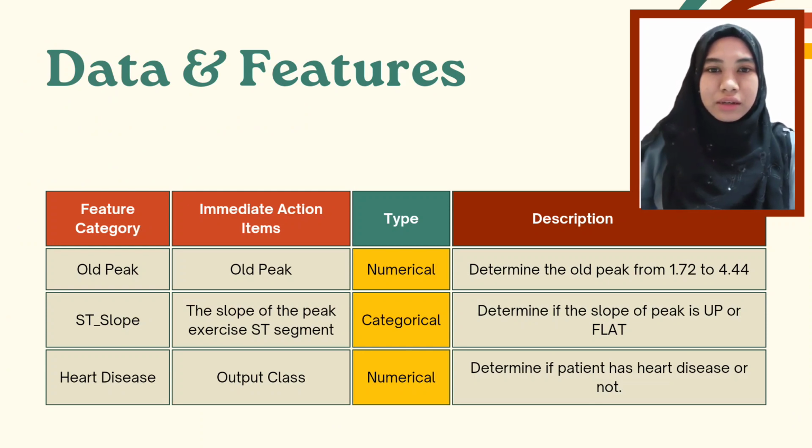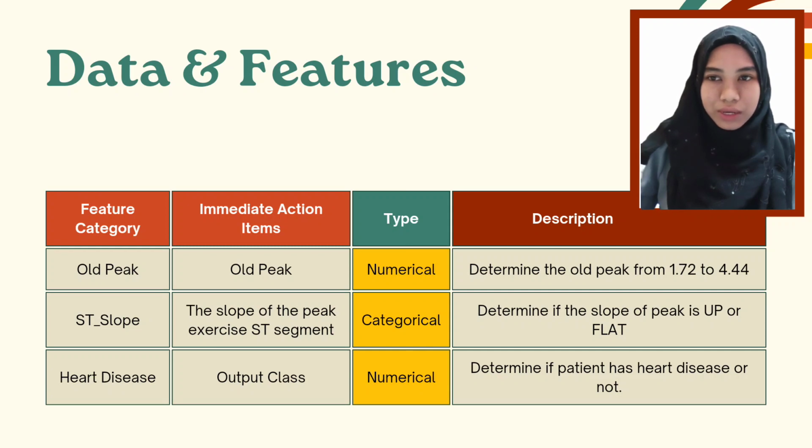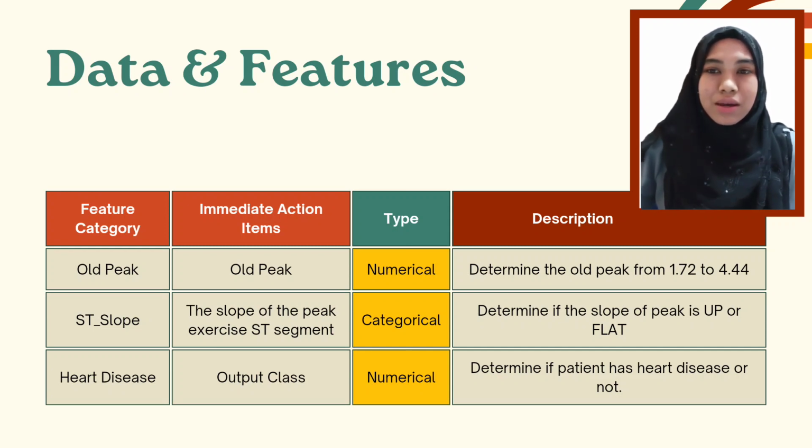In the feature category, it contains all peak, ST slope, and heart disease. Next, in the description of items, it contains the old peak, the slope of the peak exercise ST segment, and the output class. We have the type here, which is numerical and categorical. Lastly, for the description, first determine the old peak from 1.72 until 4.44. Next, determine if the slope of the peaks is up or flat. Lastly, determine if the patient has heart disease or not.